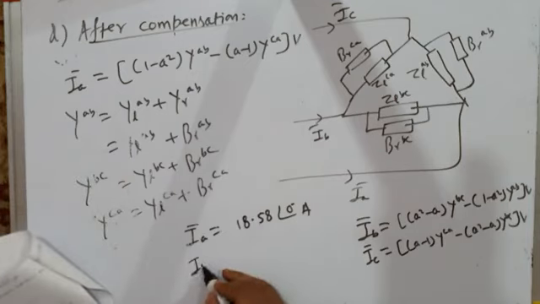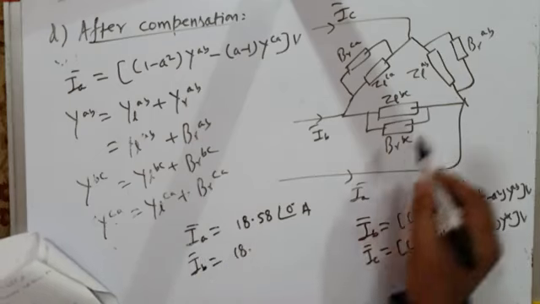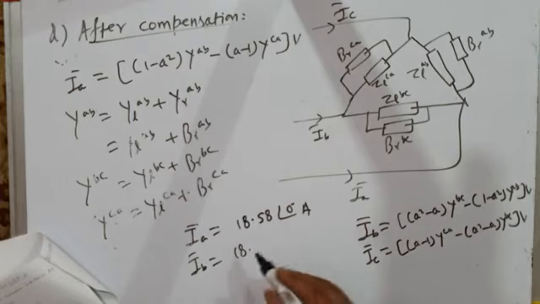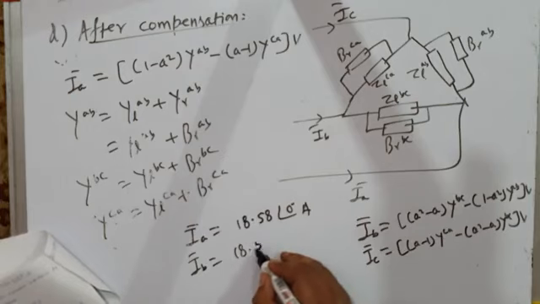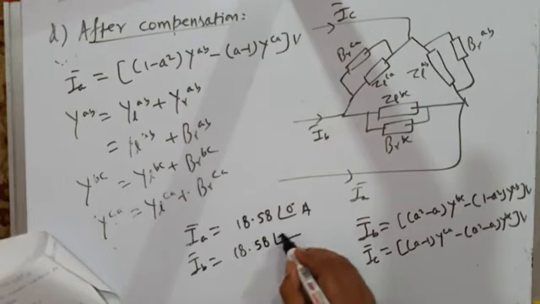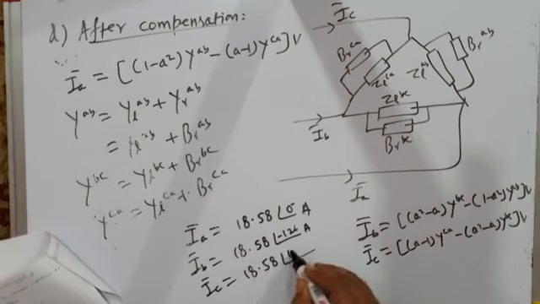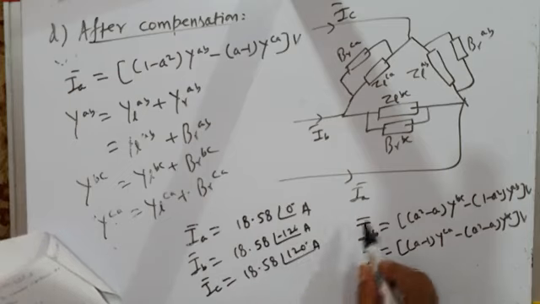Now this current IB will have same magnitude क्योंकि you have connected the compensators. Compensator कनेक्ट करने के बाद आपका लोड perfectly balance हो गया, 18.58 at an angle of minus 120 degree amps, and IC also comes out to be 18.58 at an angle of plus 120 degree amps.